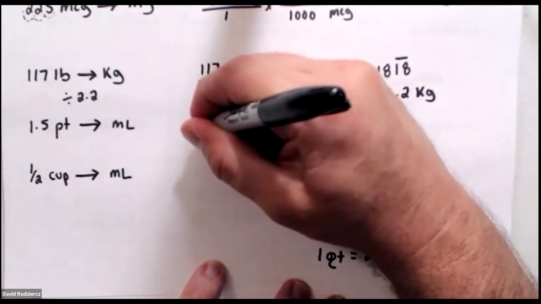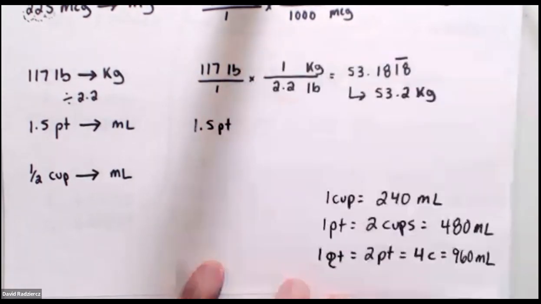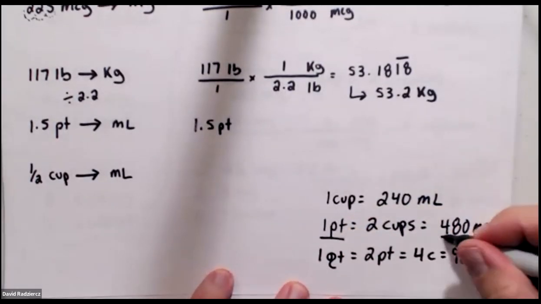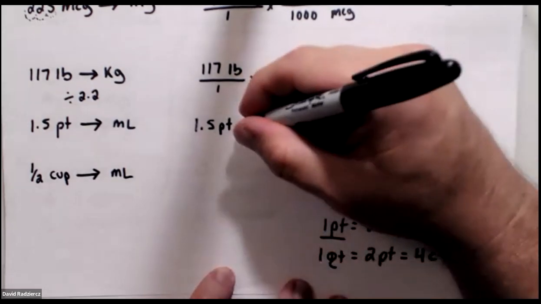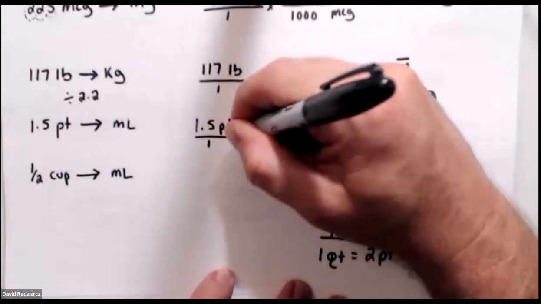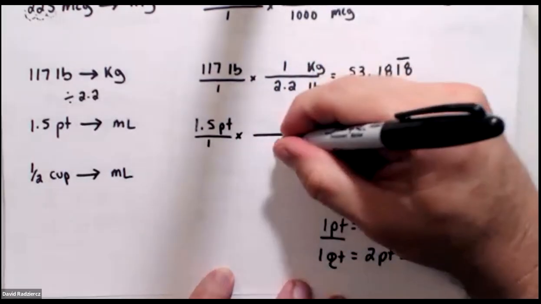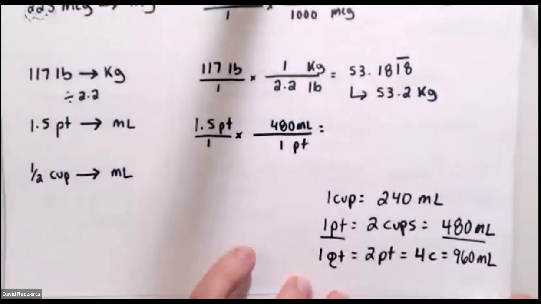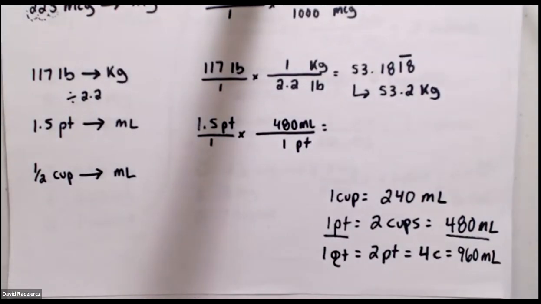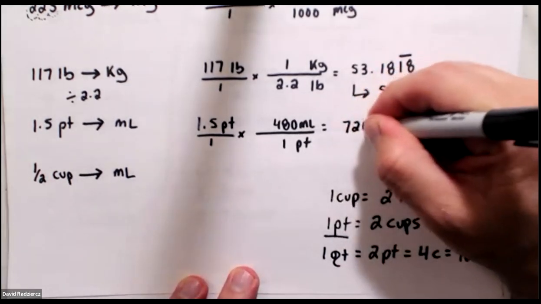All right. So I'm going to go ahead and do these problems here. So 1.5 pints. Since we know what 1 pint is in milliliters, we don't need to go through the cups and all that kind of stuff. It's just something to keep in mind. Again, I'm going to do dimensional analysis for this. So I know that 1 pint is 480 milliliters. So I'm going to take 1.5 times 480, and I'm going to get 720 milliliters.